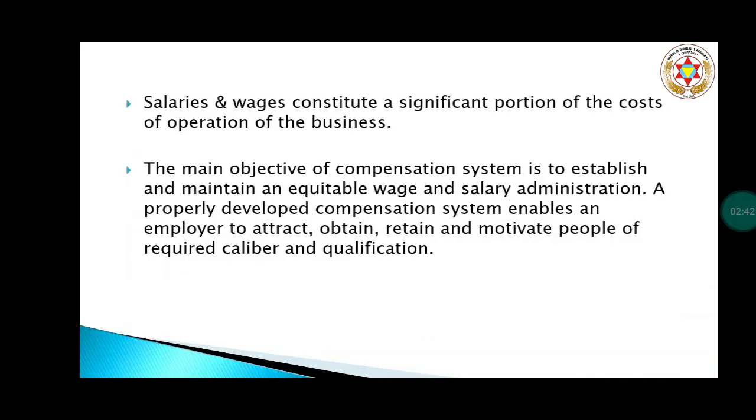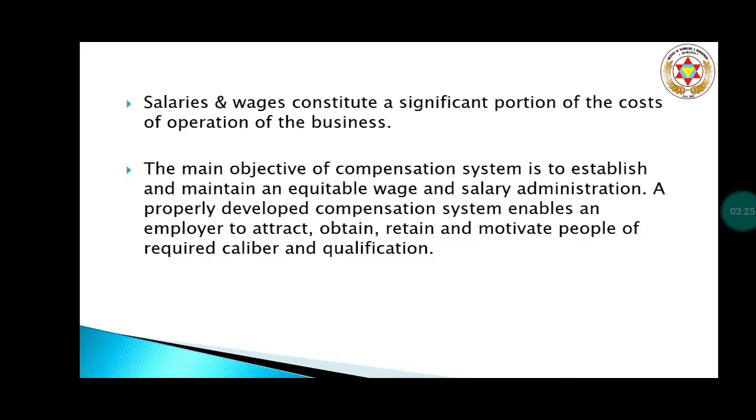Fine. Salary and wages constitute a significant portion of the cost of operations of the business. The main objective of the compensation system is to establish and maintain equitable wages and salary administration. A properly developed compensation system enables an employer to attract, obtain, retain, and motivate people of required caliber and qualification. Wages and salary administration refers to the establishment and implementation of sound policies and practices of employee compensation.